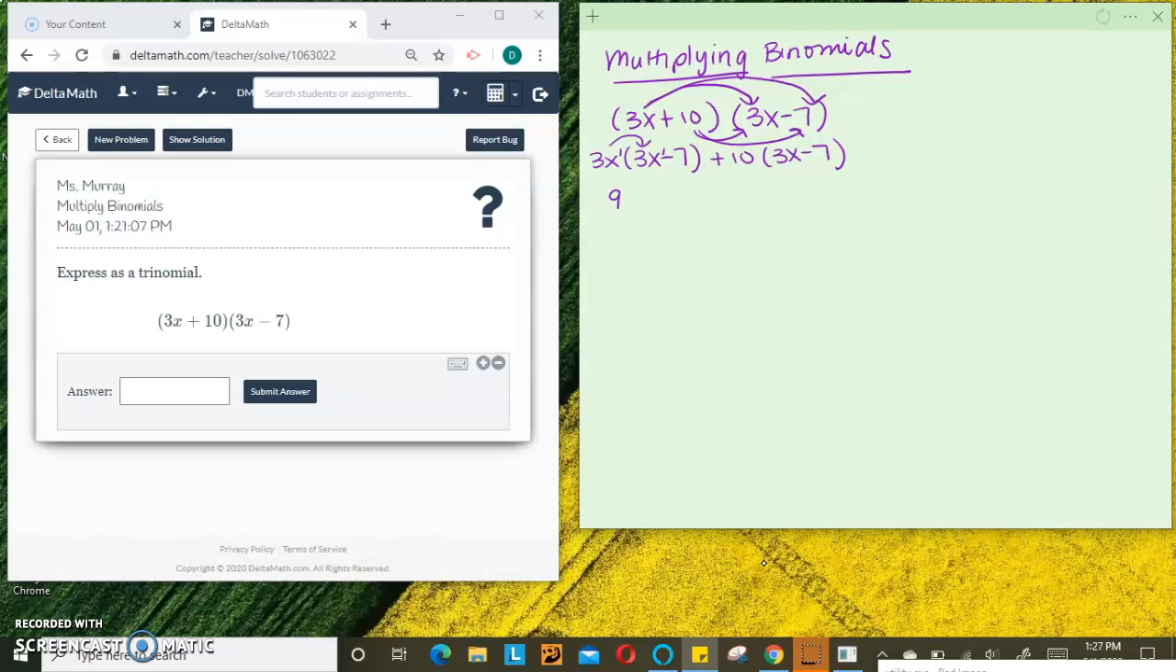We're going to multiply 3x times 3x. 3 times 3 is 9. X times x is x squared. Then I'm going to multiply 3x times negative 7. 3 times negative 7 is negative 21. And then there's nothing to multiply with the x, so I'm just going to bring it along for the ride.